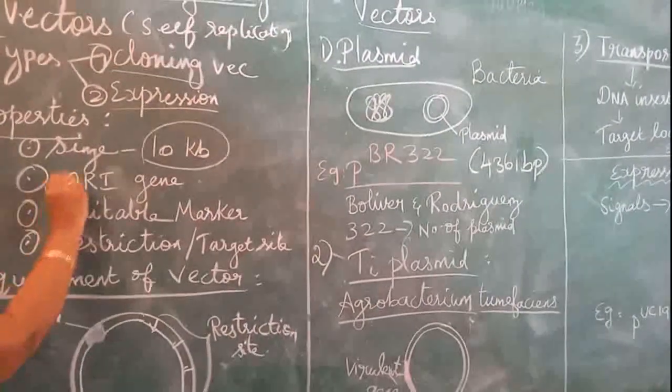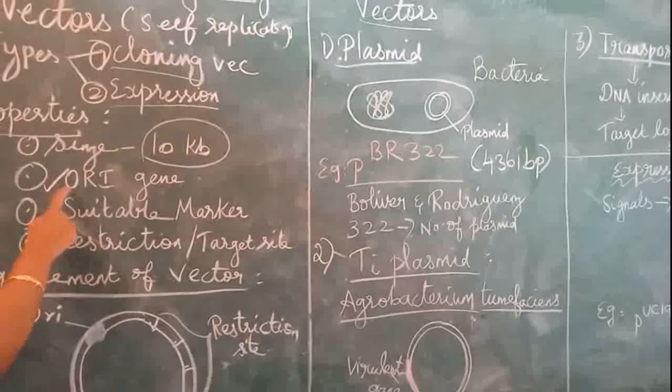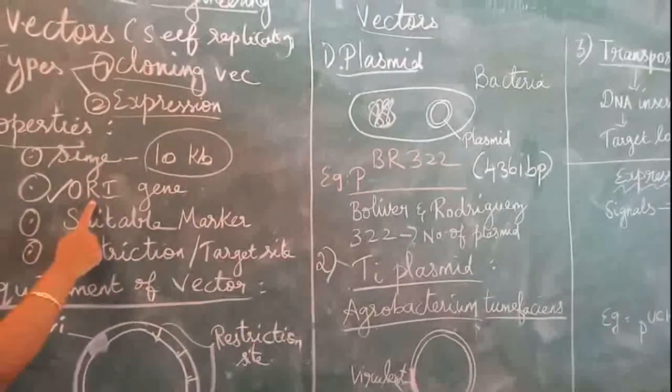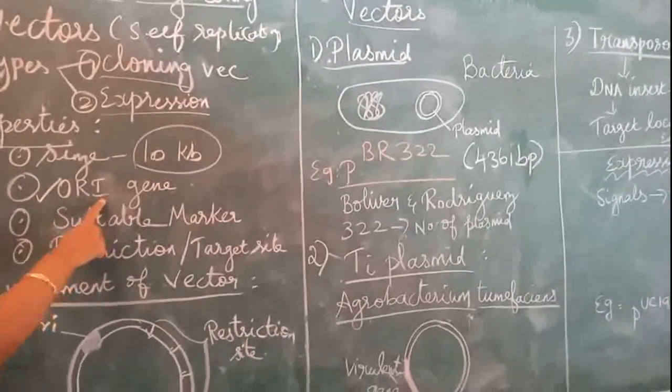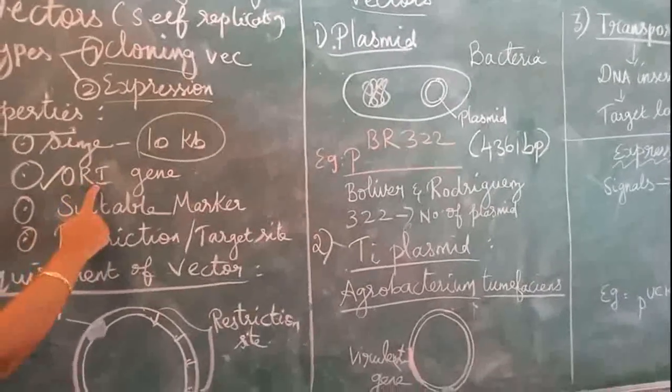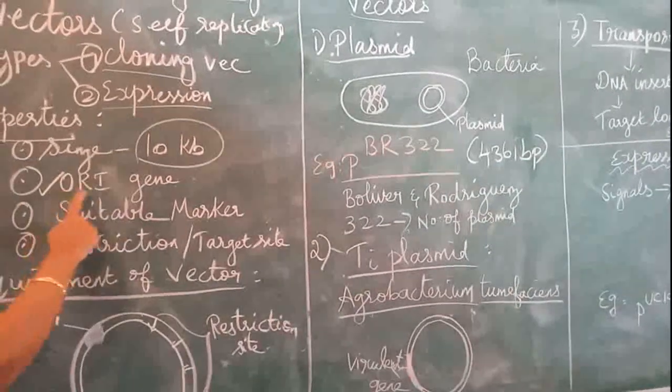The second feature is called the ORI. O refers to origin, R refers to replication, and I refers to insertion. So this is nothing but the origin of replication of insertion genes. This is called the ORI.